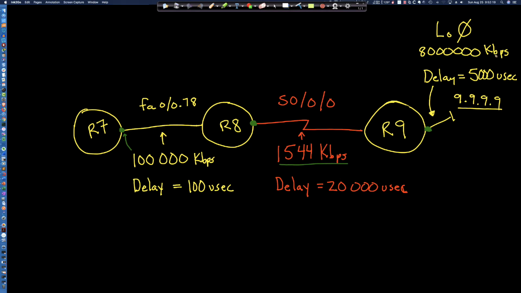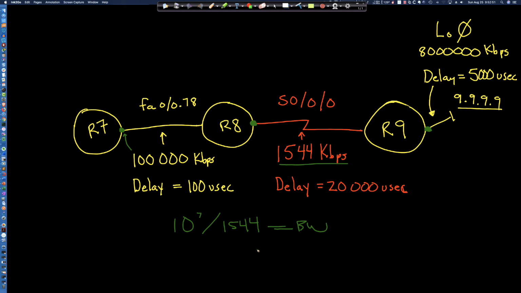Here we've got 8 million kilobits per second, and over here we've got 100,000. So no question that 1.544 megabits per second, or 1,544 kilobits per second, is our slowest link. So I would take 10 to the 7 and divide it by 1.544. That value is going to give me the bandwidth value that I'm going to be using in my equation.